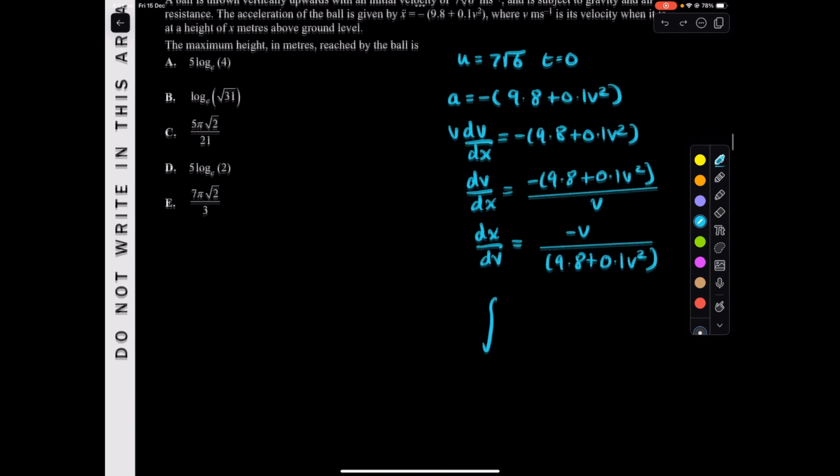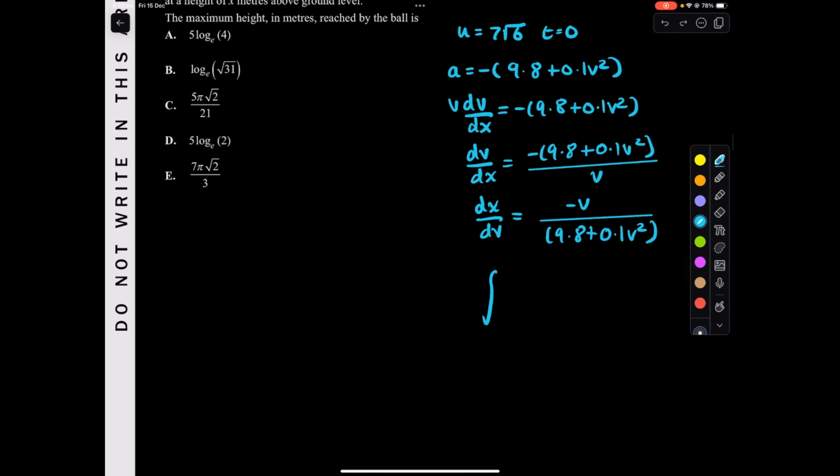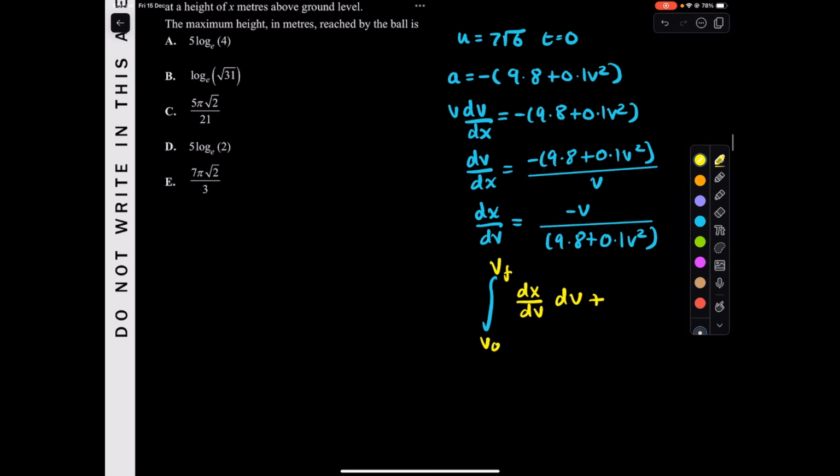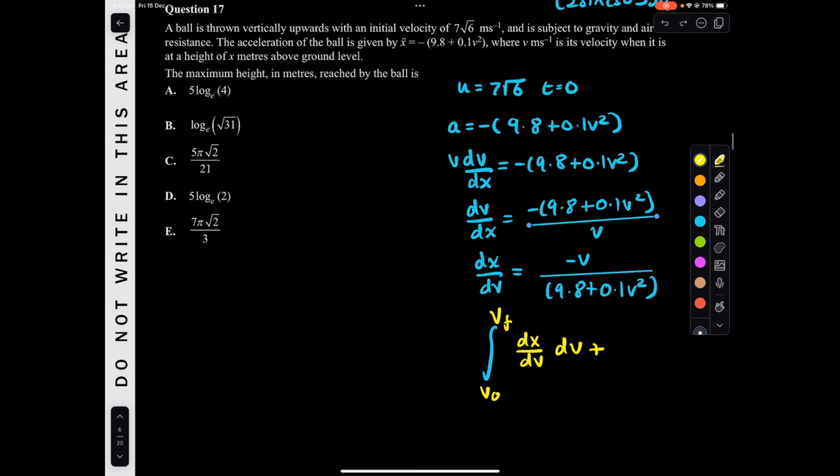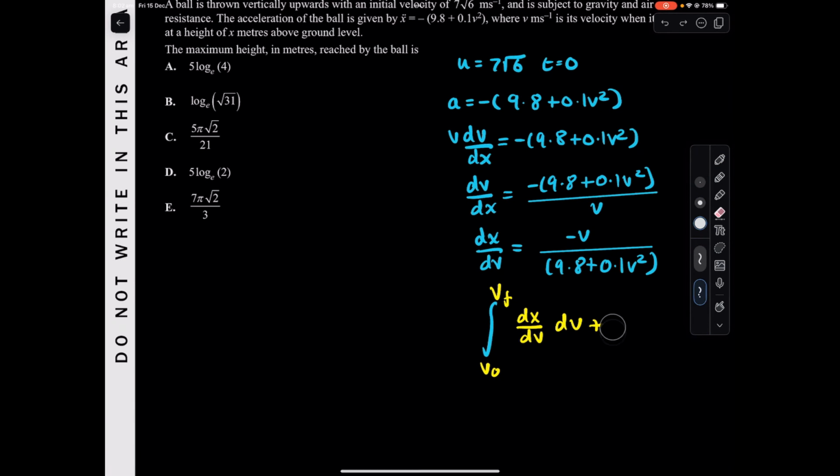And how? Well, let's think. What is the initial condition? In terms of velocity, what is the initial velocity we put on, and what is the final velocity that we want to reach? Write the equation, your dx/dv, dv, plus the height at the initial velocity. The height would have been 0, since in the initial velocity the ball is still on the ground, so we don't need to worry, plus 0.